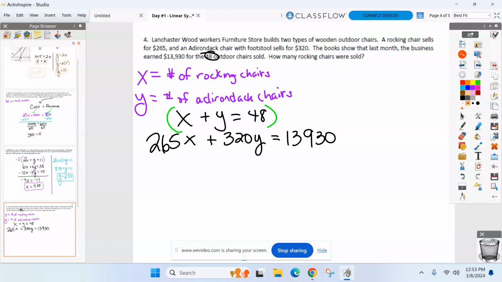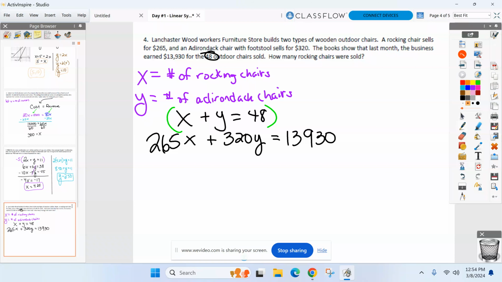Was it the equations or what I'm about to do? Okay, I got to eliminate a variable. These are two different equations here. This is selling 48 chairs. This is making 13,930 from it. Now I got to eliminate a variable, either X or Y. Right now I can't eliminate those. They're different. I get 266X if I tried to combine them, right?